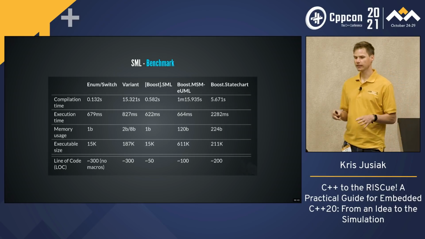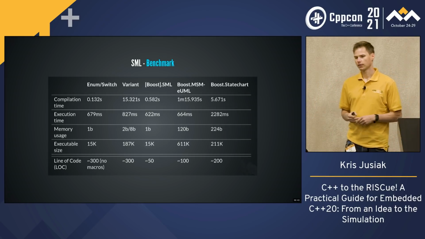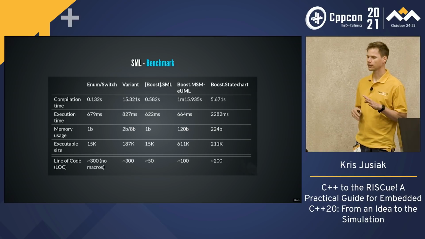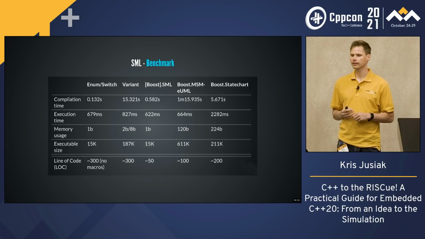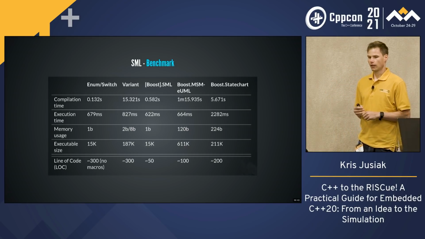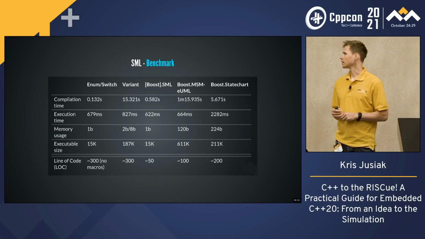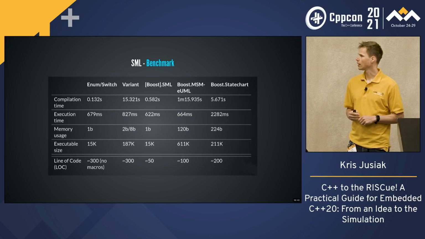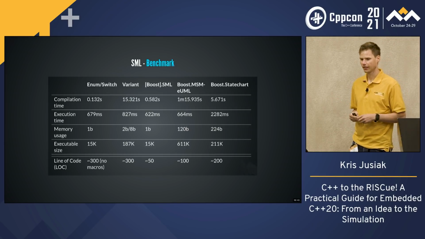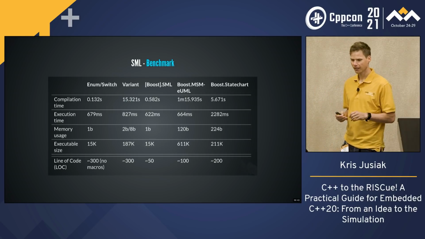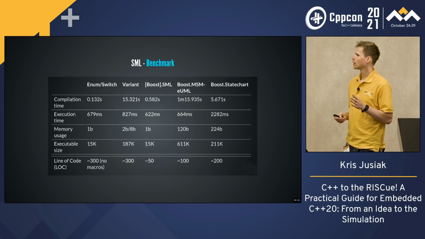So let's quickly take a look into the benchmark. I implemented the same simple state machine with different solutions: Enum, variant, SML, MSM from Boost, and statechart from Boost. It's not really a biased benchmark, but somehow SML is the best. Surprise, surprise. But the idea here is to show that being expressive doesn't mean being slow.